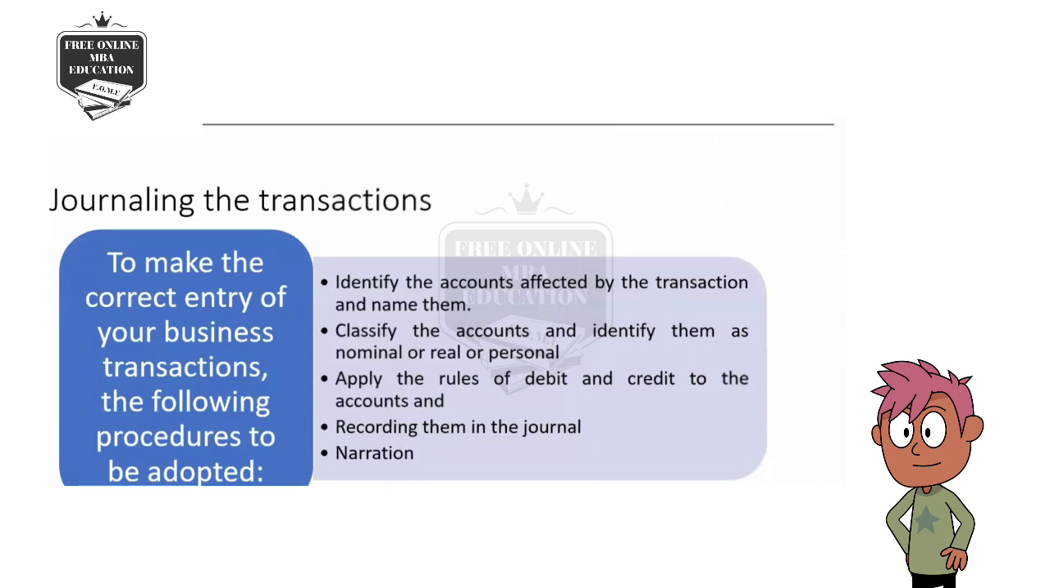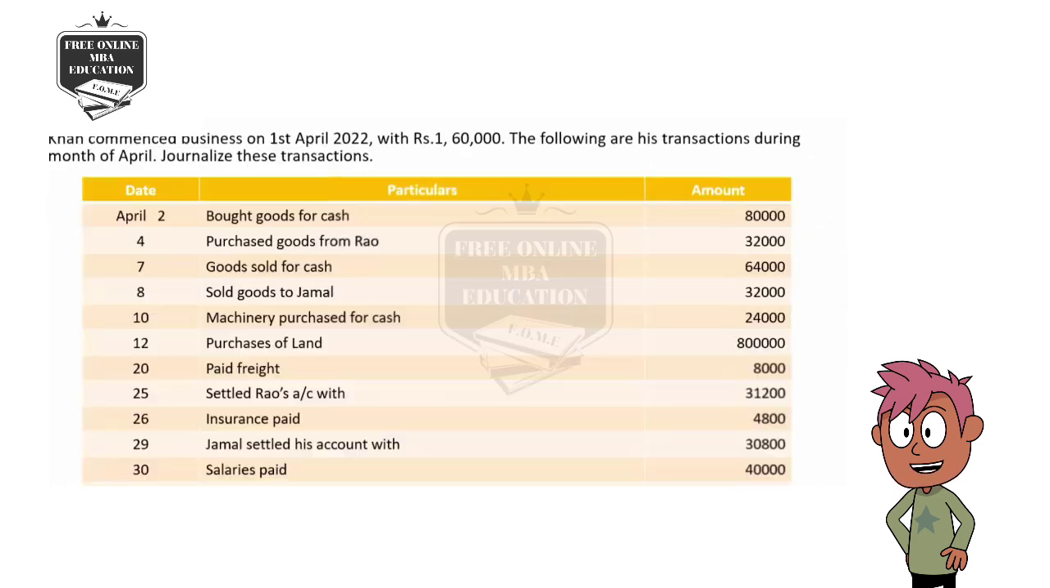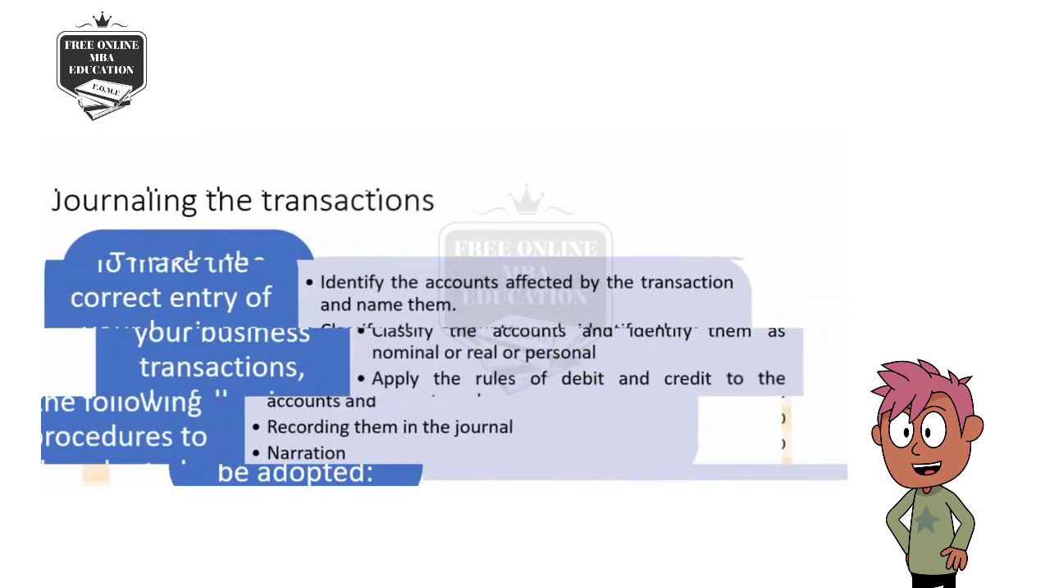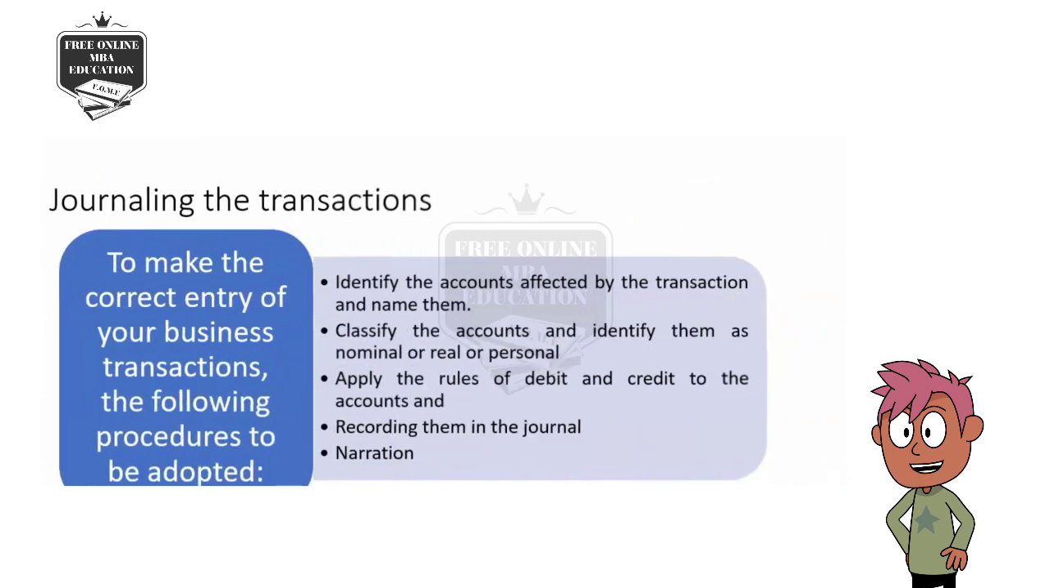Now, to make the correct entry of your business transactions, following is the procedure adopted. First of all, we have to identify the accounts. Then we classify all the accounts and identify them as nominal, real or personal. Apply the rule of debit and credit to the accounts, and record them in the journal. Along with that, we put the narration.